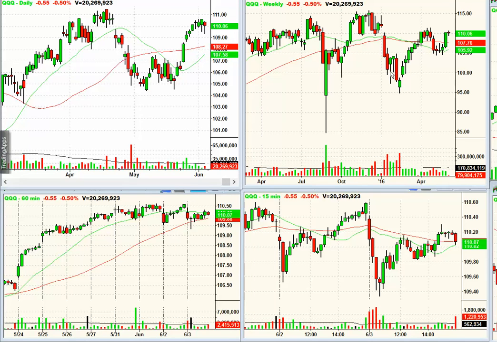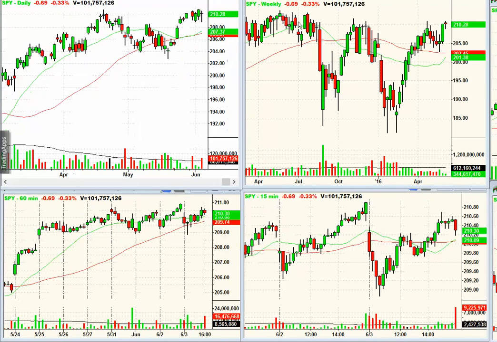SPYs, I talked about this in the last video as well. You've got kind of the same formation where we went down hard, came up, went down hard, came back up, but not really a head and shoulders because this was a lower high. So in a sense, like I said, it was relatively weak.